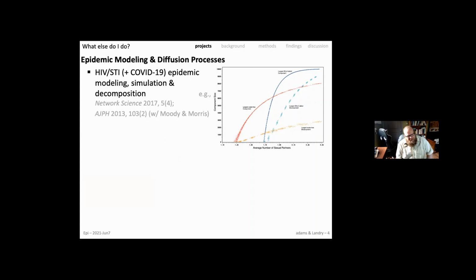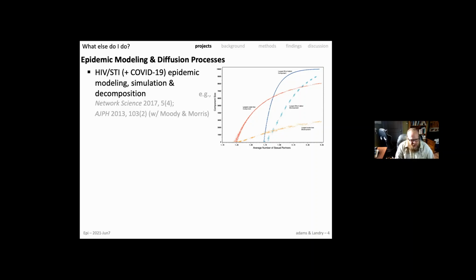Then the third, and actually, if I were telling this story chronologically, the first interest in my work in networks, was really in epidemic modeling and diffusion processes. I started out studying HIV and other sexually transmitted infections and thinking about how network structure constrains diffusion of diseases through a population. This also has been applied to COVID-19 with work with folks at the School of Public Health over the last year.